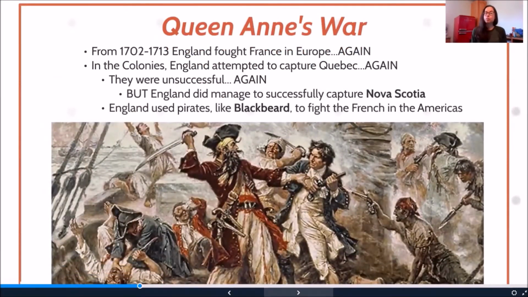For Queen Anne's War, which was fought from 1702 to 1713, England fought France in Europe again, and the English colonists fought the French colonists again, and they were unsuccessful again. But this time, England managed to successfully capture Nova Scotia. England used pirates like Blackbeard to fight the French in the Americas.